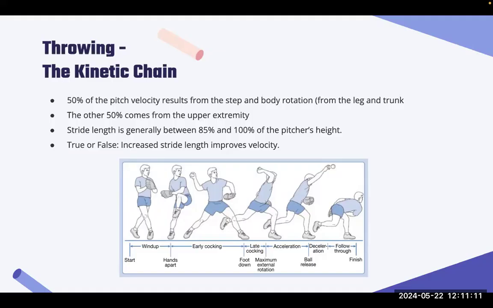Getting started with the kinetic chain of throwing, we know that pitch velocity comes 50% from the trunk and the lower extremity, and the other 50% from the shoulder down. Yesterday, with Dr. Goldberg, we had a patient who was doing everything for their upper extremity, but nothing for their core or their lowers. I think it's super important to keep that in mind. We're going to go through the different phases of throwing and see why and where the legs and the trunk come into play. Stride length is about 85 to 100% of the pitcher's height, so they're taking a pretty big step forward.